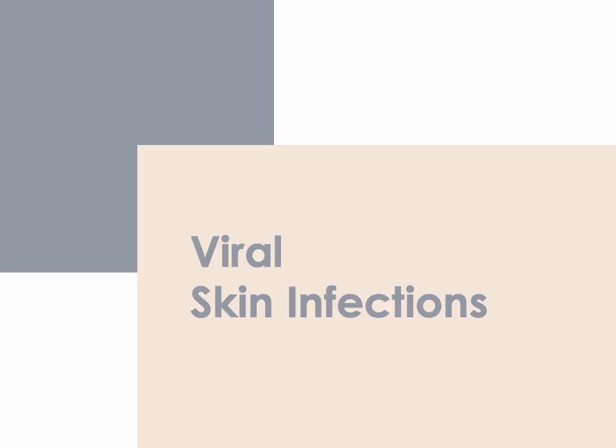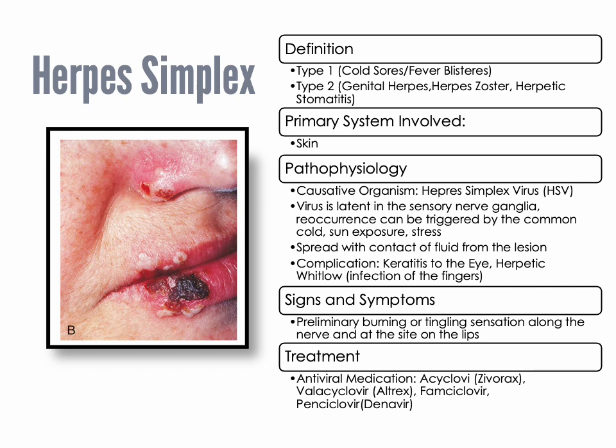So the last few diseases we talked about were bacterial infections. We're moving into viral skin infections. One of the most notable viral infections is herpes simplex. We do have two different types. Type 1 is the one that we know as cold sores or fever blisters, whereas type 2, this is where we have herpes zoster, genital herpes. So make sure you do know the differences between type 1 and type 2 because they are different due to where they occur. Causative organism, of course, is the herpes simplex virus.